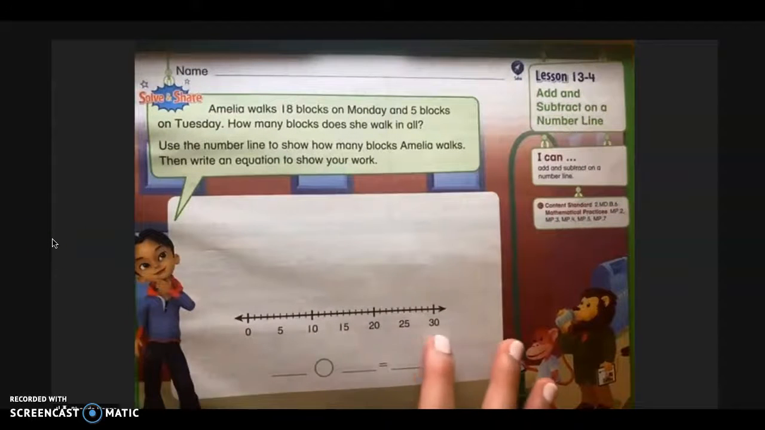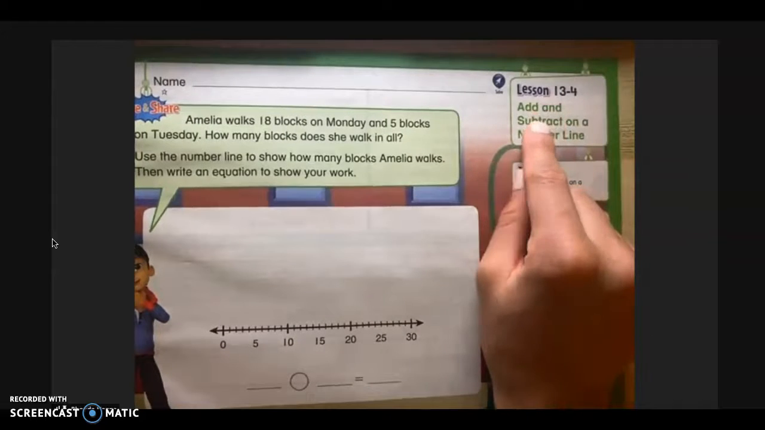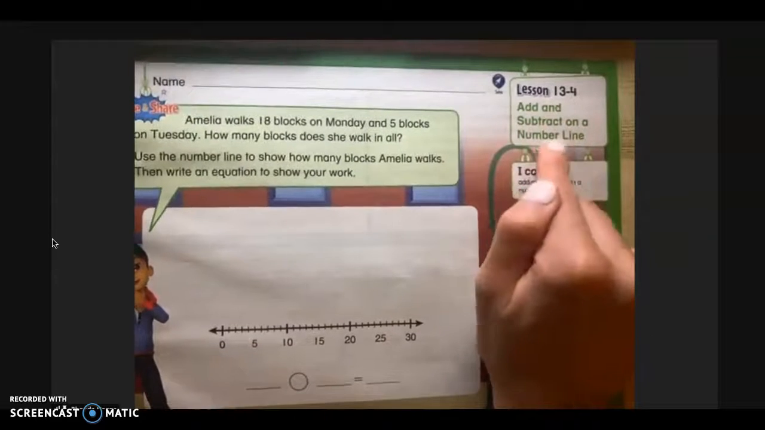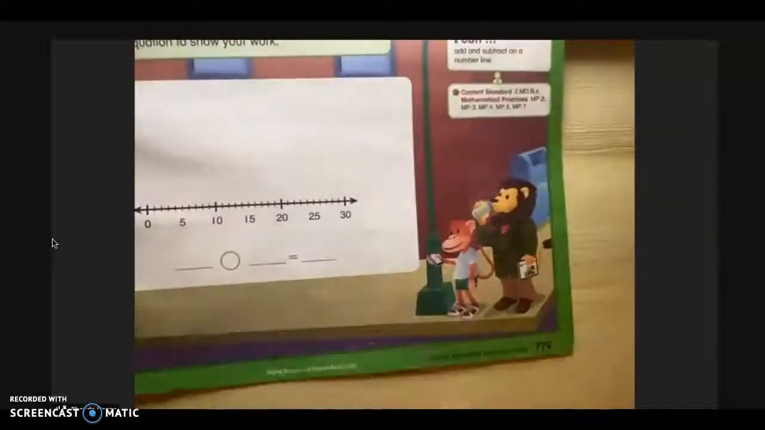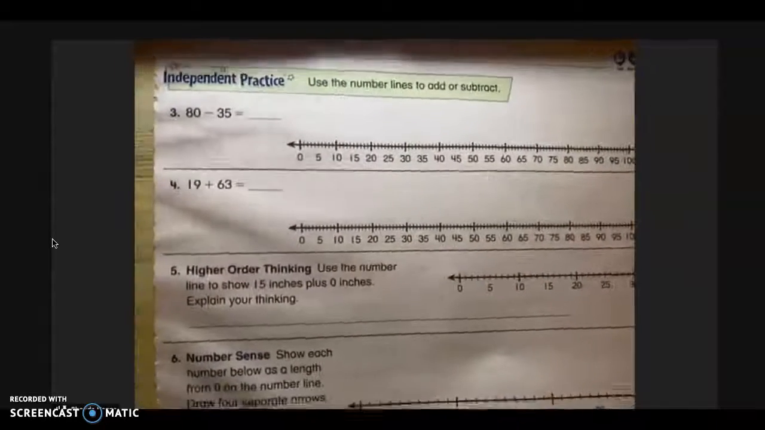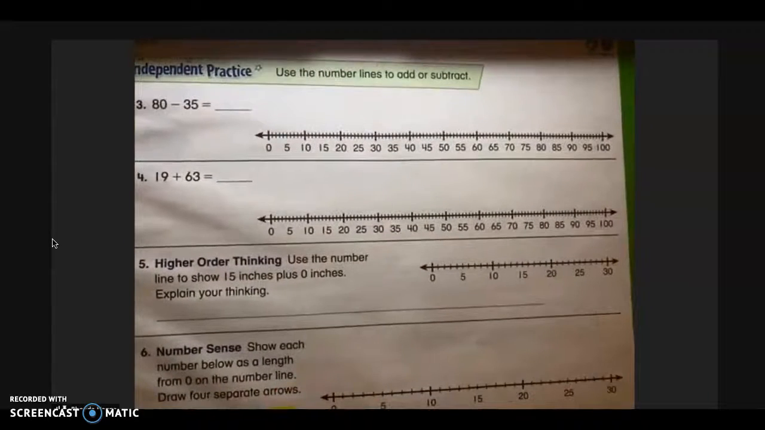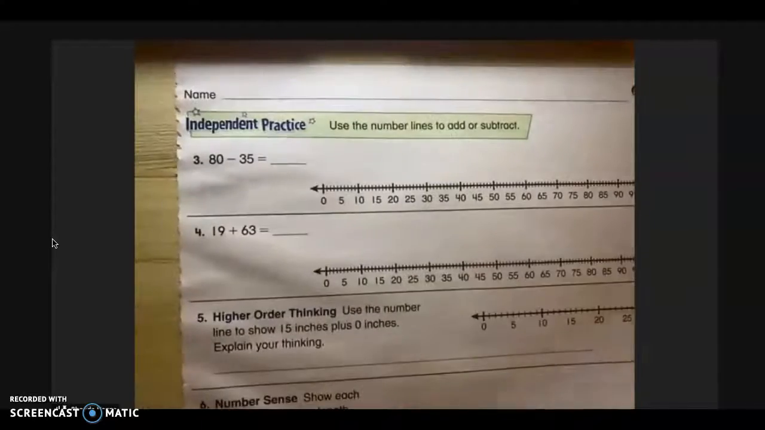I will be going over today's math lesson. It's lesson 13-4, add and subtract on a number line. I am on page 779. I will go over the first two pages with you, and then you will work on the independent practice pages on your own. Those pages are 781 and 782. After you are done with the independent practice pages, you will be able to take your quick check.